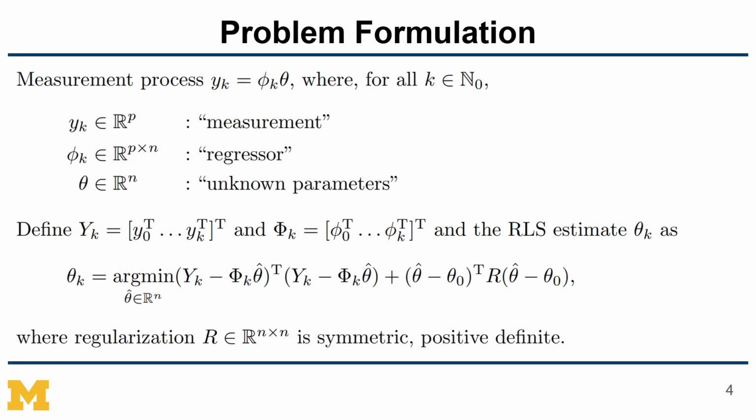Here we provide an overview of the RLS problem formulation. Consider a discrete time linear measurement process where y_k is the measurement at time k, phi_k is the regressor at time k, and theta are the unknown parameters we are interested in estimating. Define capital Y_k to be the collective measurements and capital Phi_k to be the collective regressors. Denote theta_k to be the minimizer of the regularized least squares problem at time k, where R is the regularization matrix. RLS provides recursive update equations to evaluate theta_k at each time k.